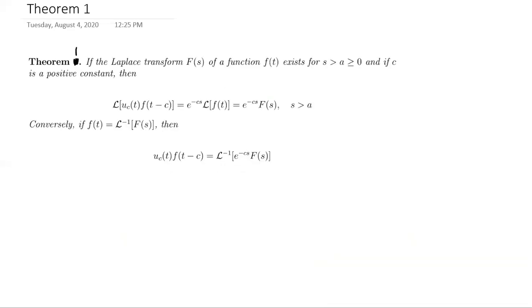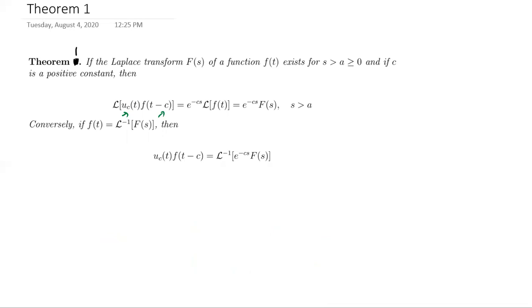Now, since we want to be taking the Laplace transform of this product of a step function times a shifted function, where the switch matches the shift, that's important. We talked about it in the previous two slides. We want to be able to calculate the Laplace transform of this, and it turns out that there's an easy definition for it.